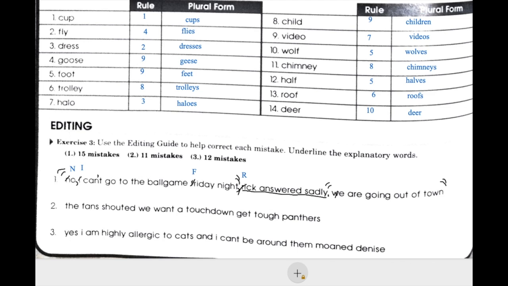We, capitalize the first word, are going out of town. We need a period at the end of this next sentence, and the period, of course, goes inside the quotation marks. So period and then quotation marks. All right, and we are done with that one. Let's count our mistakes just to be sure. 1, 2, 3, 4, 5, 6, 7, 8, 9, 10, 11, 12, 13, 14, 15. Okay, we have them all.